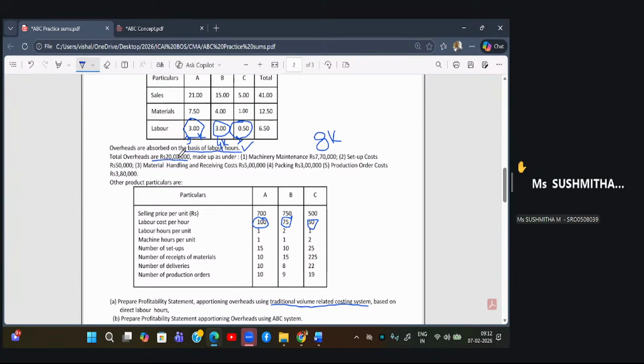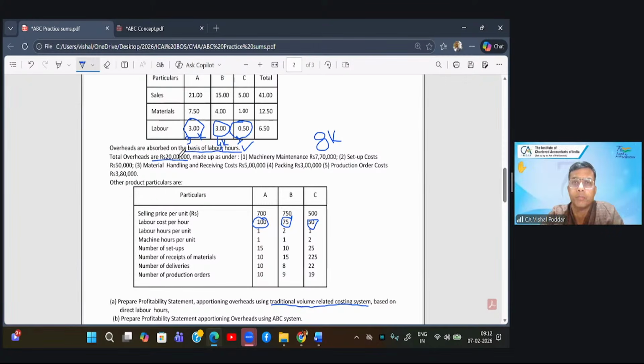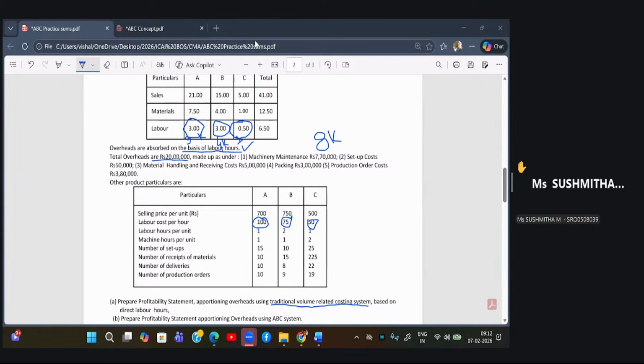Correct? Yes, sir. How much is the ORR for traditional? It is 250. Perfect. So sir, but in this question, we need to separately calculate for A and B and C is not required, sir.